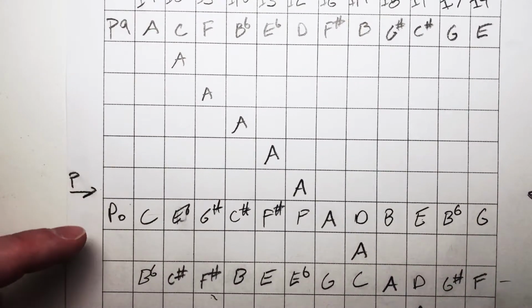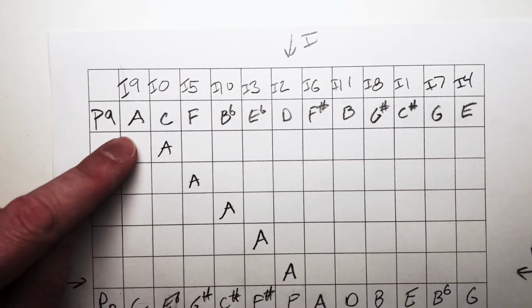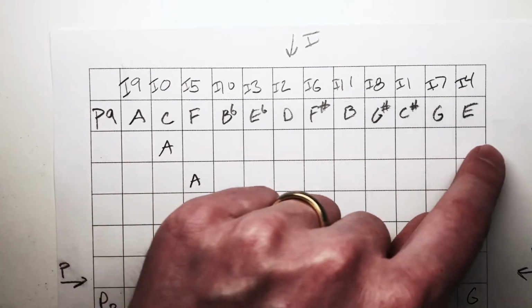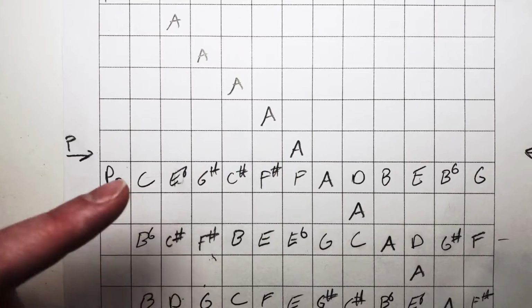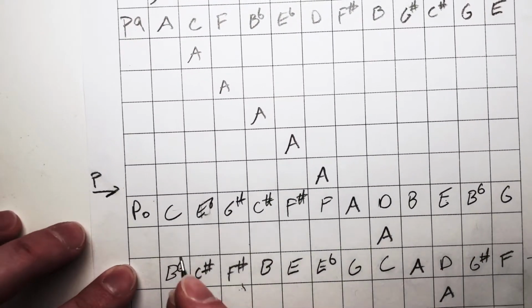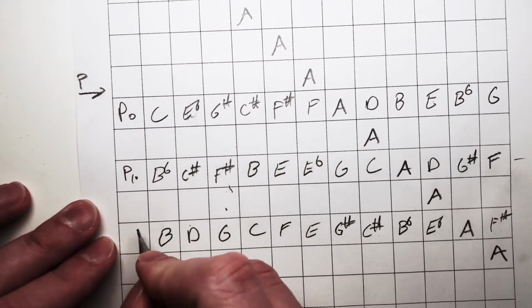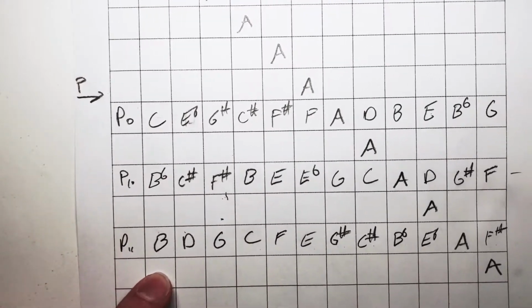So you might be asked, this is the original series. What is the P0 of this original series? And so you would look at your matrix that you've already made the whole thing, and you would say, well, it's this. And so this would be P10, and this would be P11.